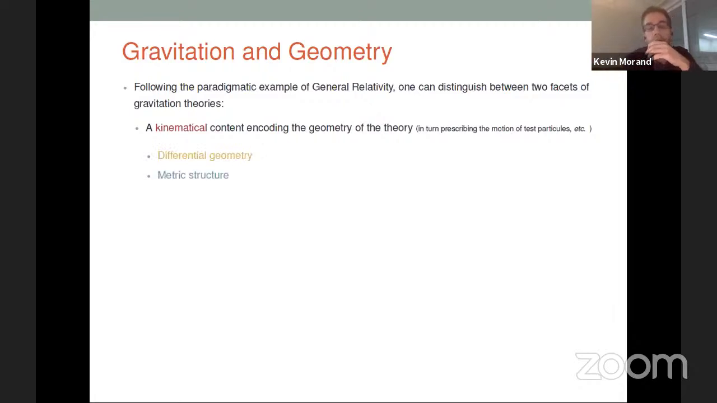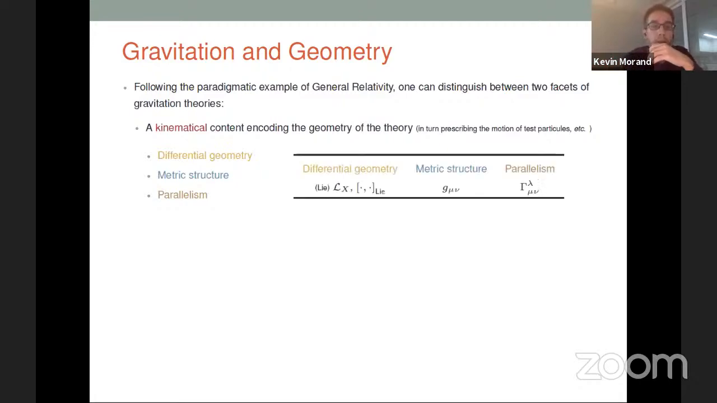This kinematical content can be divided into three hierarchized layers. One first basic layer is the one of differential geometry. So spacetime is a manifold. The structure of manifold carries some extra structures such as a tangent bundle, cotangent bundle, and so on. So we have notions of vector fields and forms. The vector fields form an algebra under the Lie bracket. We have also a notion of Lie derivative, which also closes under this Lie bracket. So overall, we have this Lie algebraic structure, which forms a very basic layer of geometry.